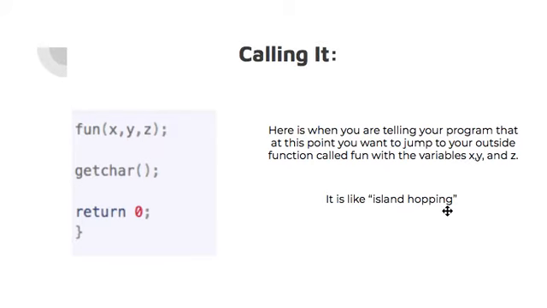So we'll use this analogy of island hopping. Say this blue box here is main. You don't see the main written here, but inside of main, we call fun. And when the program reads fun, it's going to jump outside to another island where fun is defined.